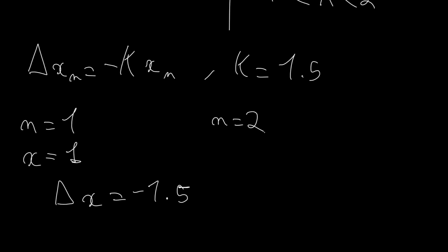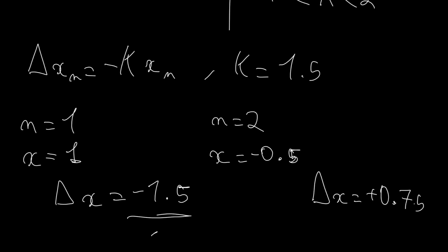So what would x be for the second generation? Well, x would be equal to 1 minus 1.5, so x would be minus 0.5. So now we have a negative departure. Now, what would delta x be? Since x is now minus 0.5, delta xn would now be positive, opposite to what it was before, and it would be a value of plus 0.75, giving at n equals 3 a value of x equals 0.25, which is again positive.